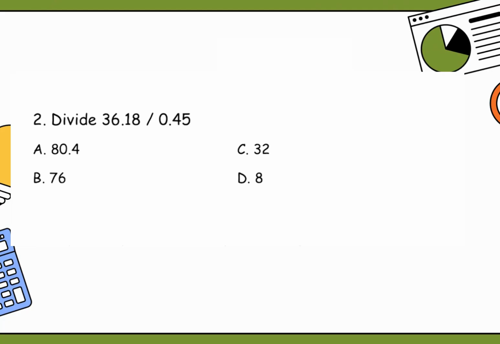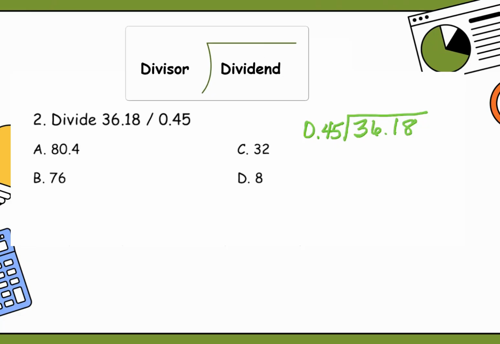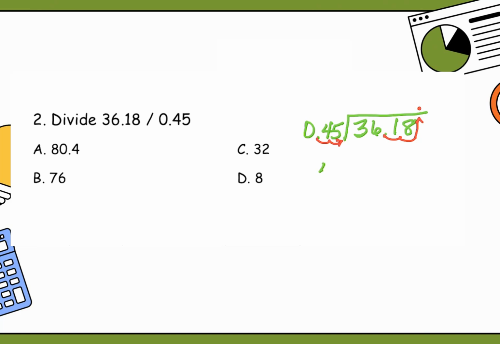For question number 2, we are dividing 36 and 1800ths by 4500ths. Let's move our decimal point 2 spaces to the right of the divisor and 2 spaces to the dividend and pop that up and out. So that gives us a value of 45 divided into 3,618 with the decimal following the 8. If we have 361, can we subtract 45? And the answer is yes, we can, 8 times.